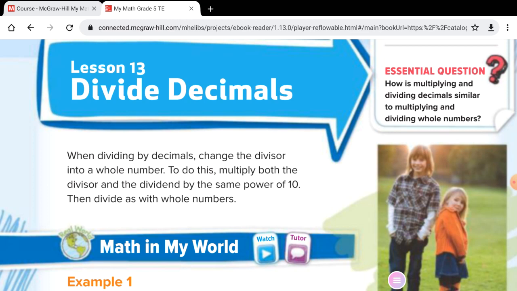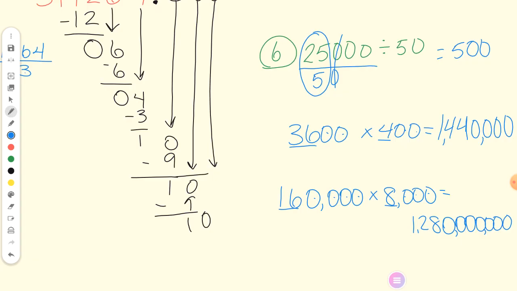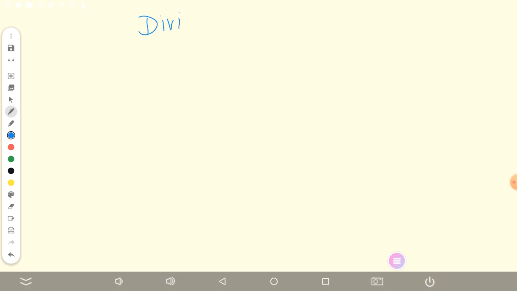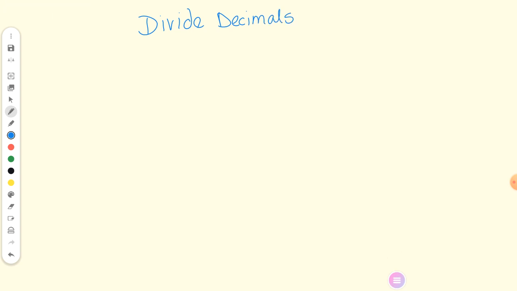And it says, when dividing by decimals, change the divisor into a whole number. To do this, multiply both the divisor and the dividend by the same power of 10. Then divide as whole numbers. Okay, sounds confusing, right? On your loose leaf, we're going to write that rule in English, a little bit better English, that makes more sense to you. So go ahead and title it Divide Decimals. And then we're going to write our rule. I can't make it in fewer words, but I can hopefully make it in words that make a little more sense to you.